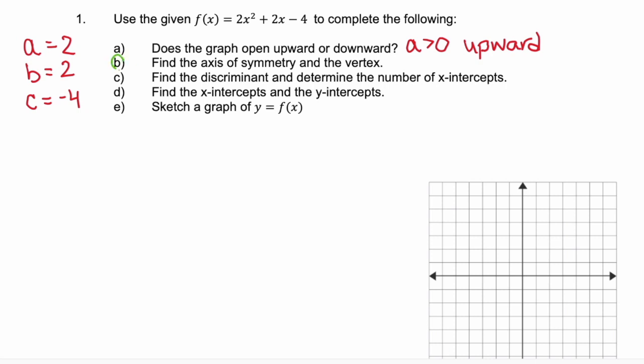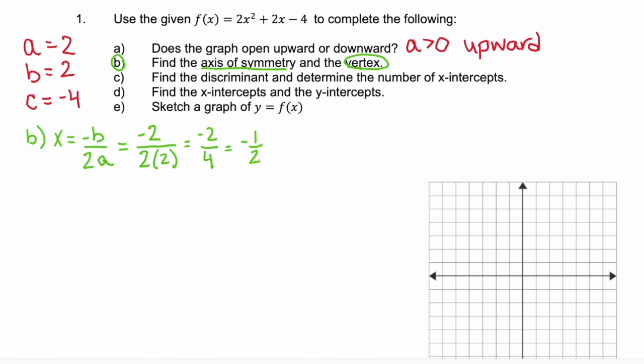Now, part B asks us to find the axis of symmetry and the vertex. Remember, you get the equation for the axis of symmetry once you find the vertex. So let's find that vertex first. Remember, the x value of your vertex is equal to -b over 2a. That's why we wrote out our a, b, and c. -b would be -2, and 2 times a, which is 2. So we get -2 over 4, or -1/2.